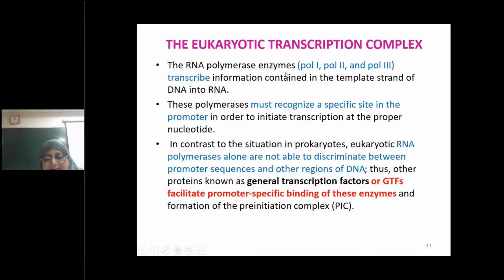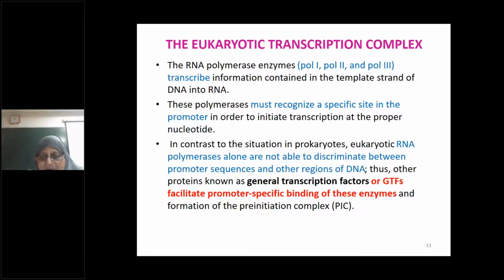So the RNA polymerase enzyme, either 1, 2 or 3, will transcribe the information contained in the template strand of the DNA into the particular type of RNA that they are going to produce. Now, in order to begin transcription, these polymerases must recognize a specific site in the promoter in order to initiate transcription at the proper nucleotide. In contrast to prokaryotes, the eukaryotic RNA polymerases alone are not capable of discriminating between the promoter sequence and other regions of the DNA. There in prokaryotes, it was the sigma factor that recognizes the promoter sequence. But here the RNA polymerases by themselves are not able to discriminate between the promoter sequence and other regions of the DNA, and they require help.